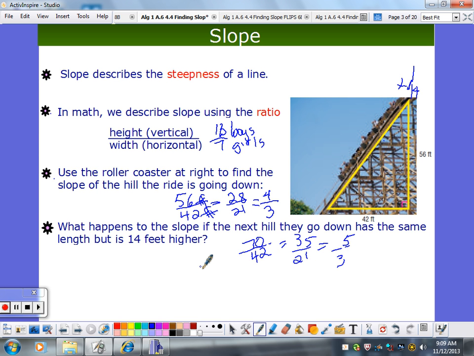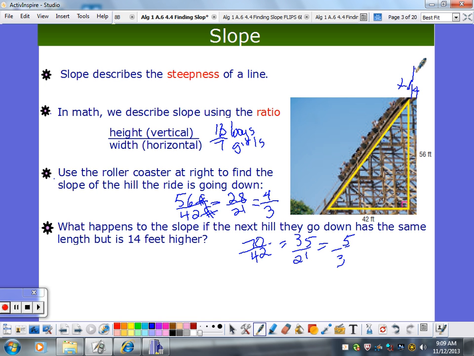Okay. Now think about this. Which hill do you like better if you love roller coasters? The higher one. So which is the higher one, the first one or the second one? The second one. So what happened to my slope, my hill, when I raised the height but I didn't change the width?